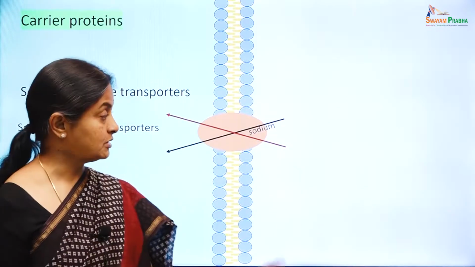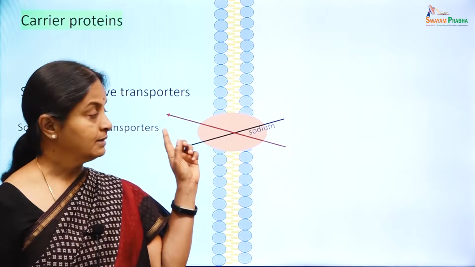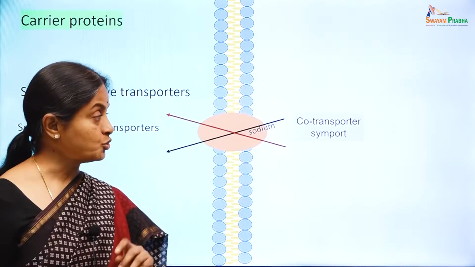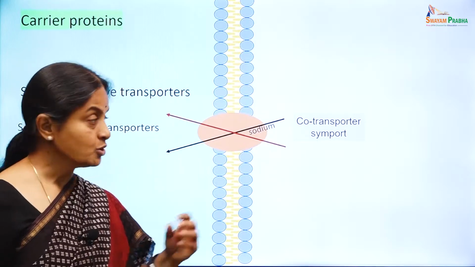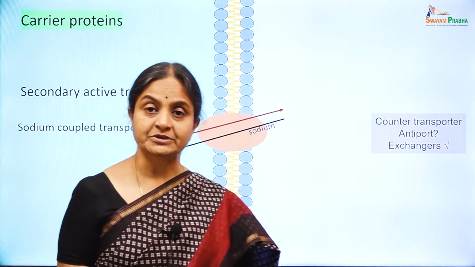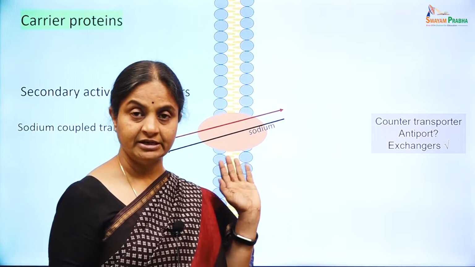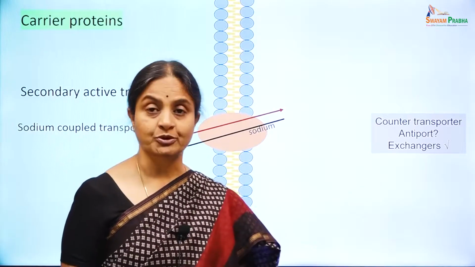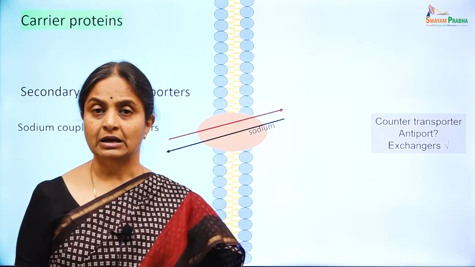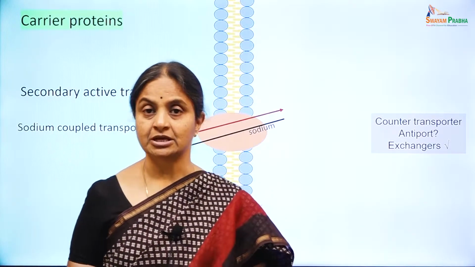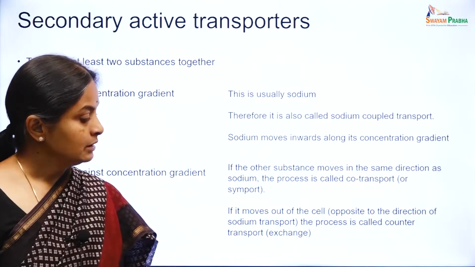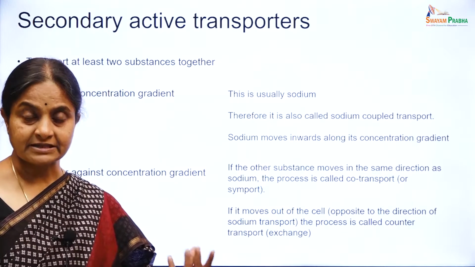If the other substance which moves uphill goes inward into the cell, that is in the same direction as sodium, we call the process co-transport or symport. Whereas, if the second substance which moves uphill moves outward, in a direction opposite to sodium, we call the process counter-transport. Can we call it antiport? It is better to use the term exchangers to refer to sodium counter-transport. This slide is a summary of what I have just said.